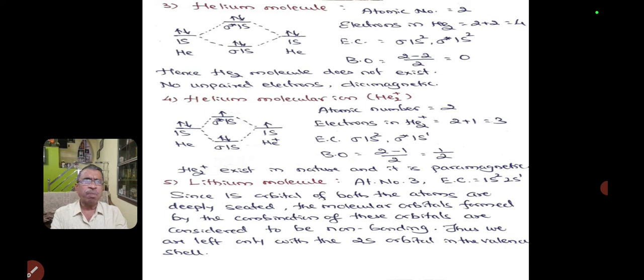Coming to the lithium molecule. Atomic number of lithium is 3. Electronic configuration becomes 1s2, 2s1. Since the 1s orbitals of both the atoms are deeply seated, the molecular orbitals formed by the combination of these orbitals are considered to be non-bonding. Thus, we are left only with the 2s orbital in the valence shell.